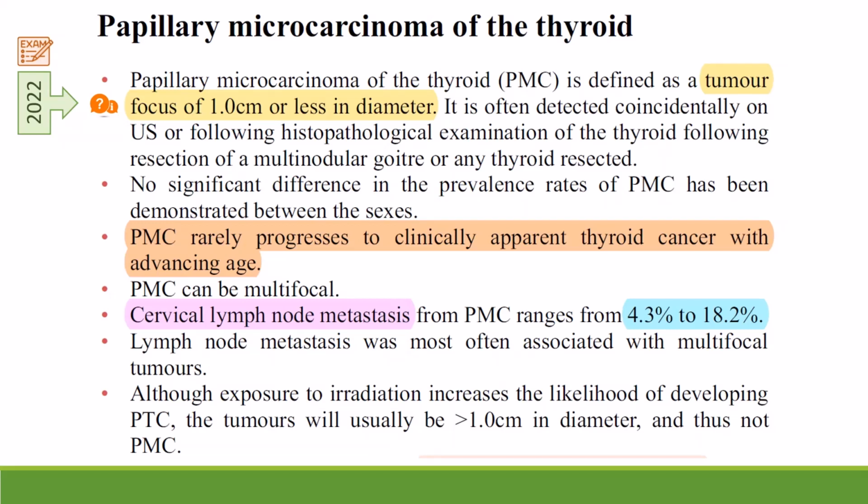So, papillary microcarcinoma can be multifocal. Cervical lymph node metastasis from papillary microcarcinoma ranges from 4 to 18%. And actually, exposure to irradiation increases the likelihood of development of papillary thyroid carcinoma.